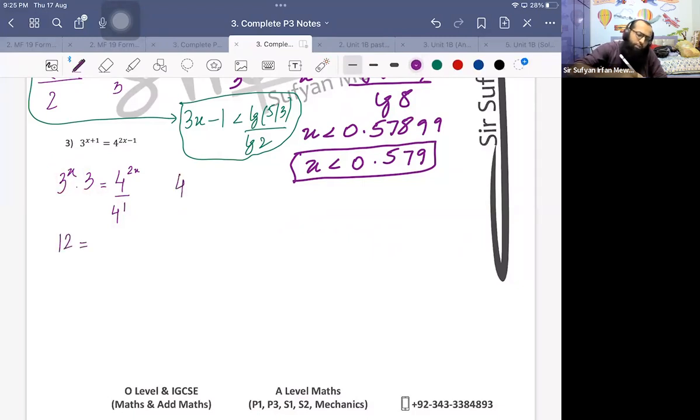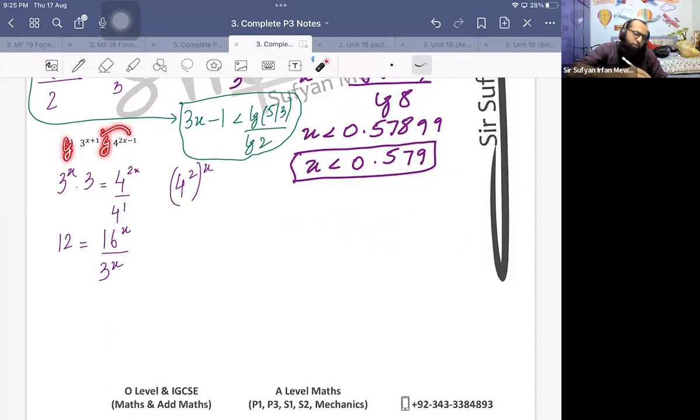So 4 power 2x means 4 power 2 whole power x, which means 16 power x, divided by 3 power x. Now, if I had taken lg or ln on both sides, then I would have used the power law and then simplified. It might have become more difficult or more time consuming. That is also possible, but this is the better approach.